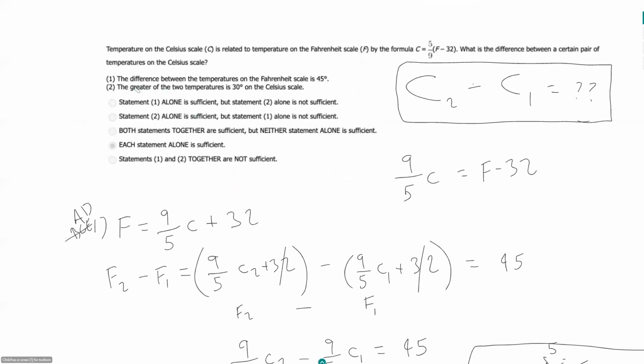Our second statement says the greater of the two temperatures is 30 degrees on the Celsius scale. That doesn't really help much because we don't know anything about our smaller temperature other than it's less than 30 degrees. So based on that, it's going to be insufficient, and we are left with just statement 1. So A is our answer.